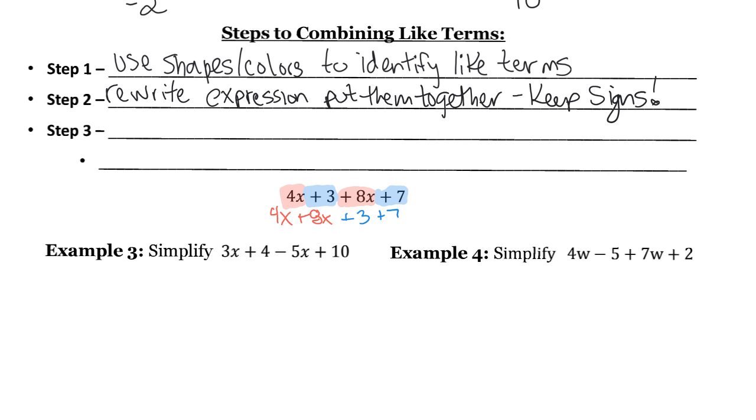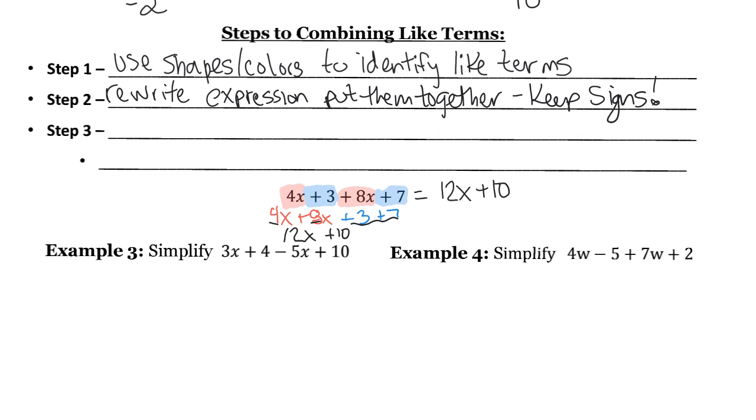So now I'm going to combine them. So I'm looking at 4x plus 8x. When I combine my like terms, all I really do is just add up my coefficients. So what's 8 plus 4? That gives me 12x. And I just bring the x along. If it has a variable, just bring that variable along for the ride. And then I have plus 3 plus 7, which a positive 3 plus a positive 7 is a positive 10. So this simplifies to 12x plus 10.